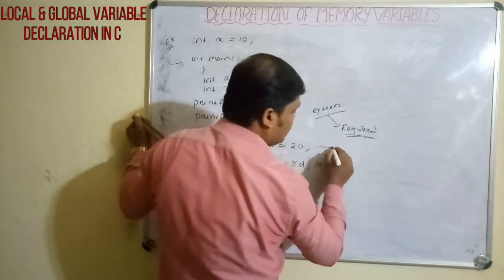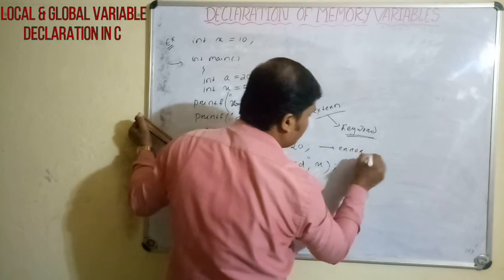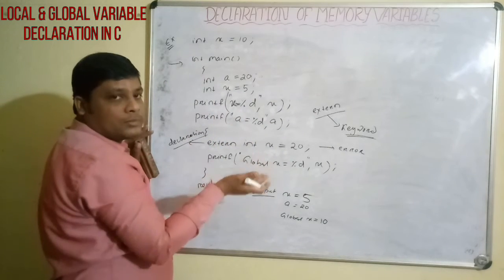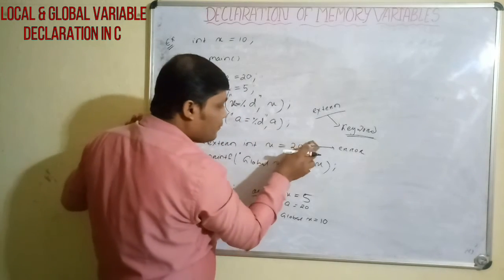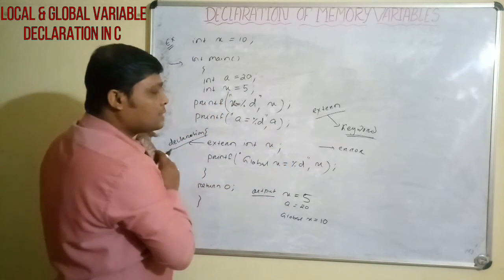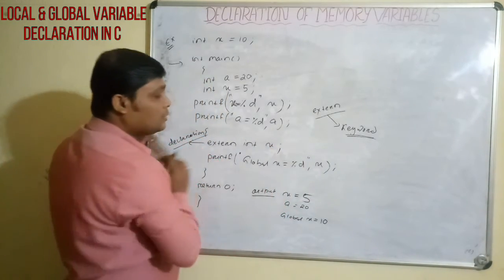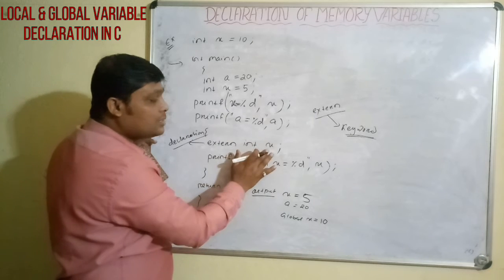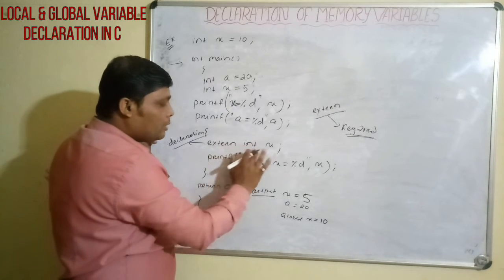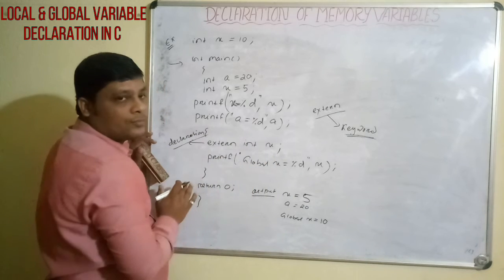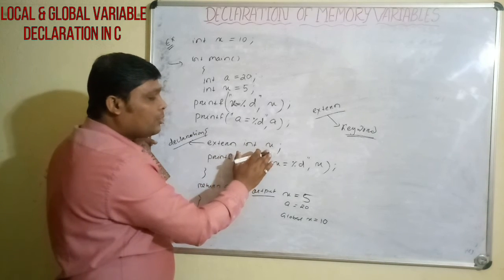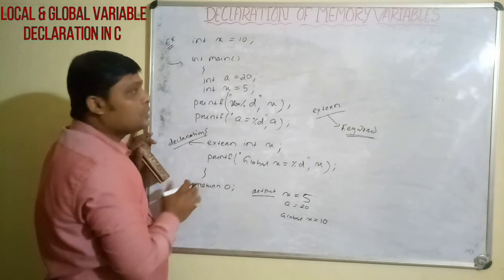Clear? So two times I am defining this same variable, so it will show error. In this case it will show error. I cannot define the same variable multiple times. But if I write only extern int x, there is no error, because this is a declaration. Clear? Memory is not allocated for the declaration of any variable. Memory will be allocated when? When it is defined.